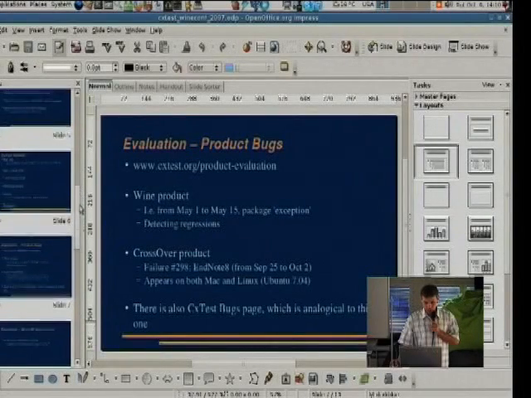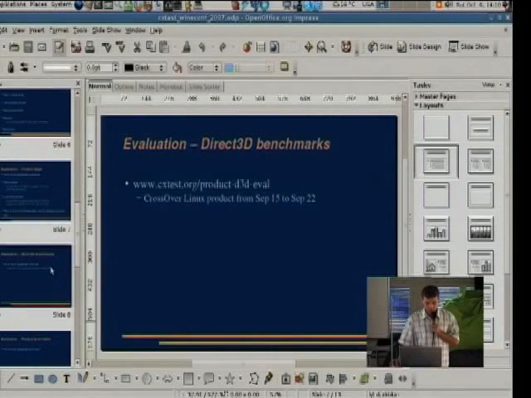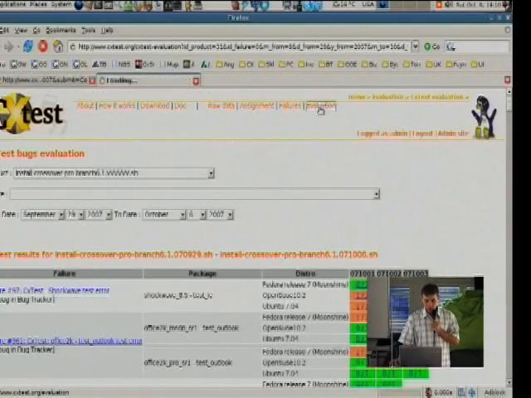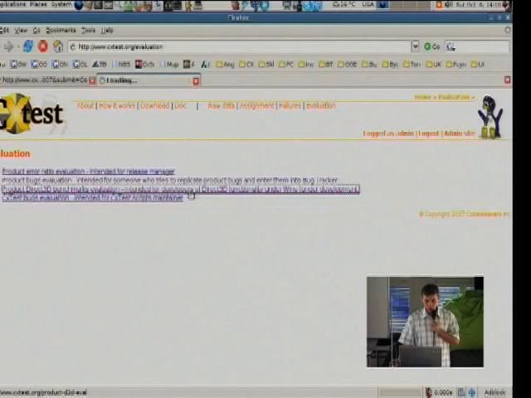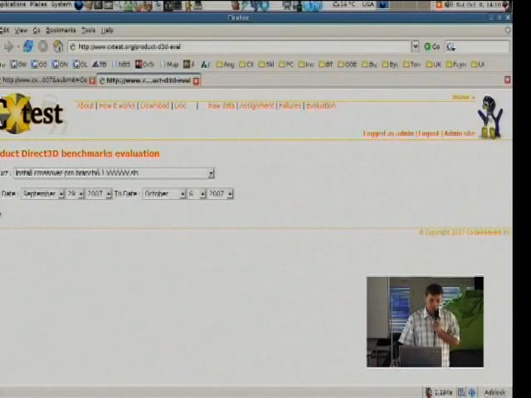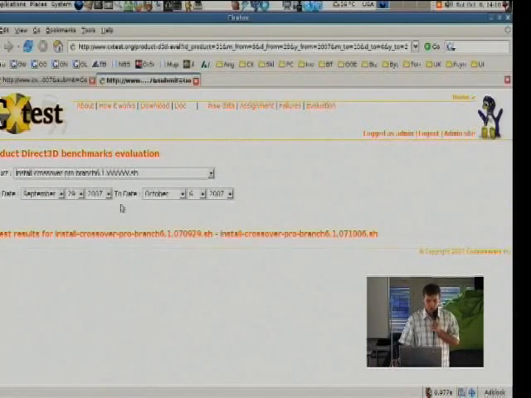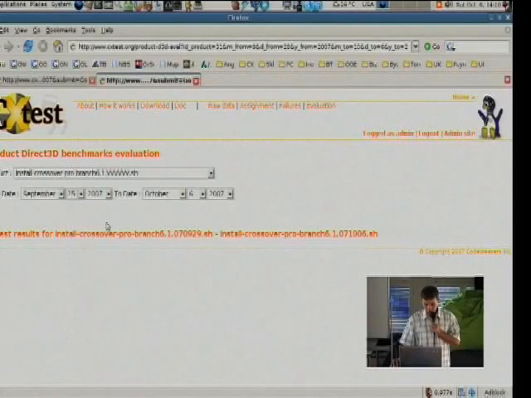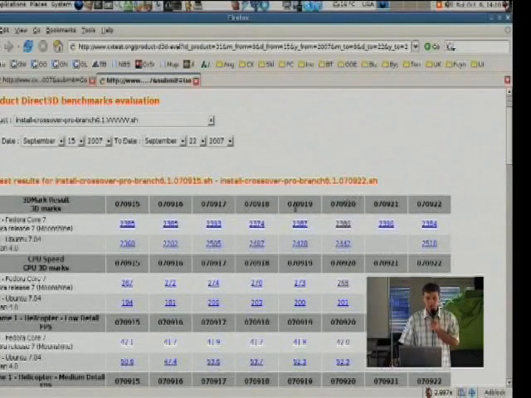The next thing regarding evaluation is that you can evaluate the Direct3D benchmarks. We have three machines, but not all of them are able to submit the results because of bugs in Wine. And you can say that you actually want September 15 to September 22. This is how the Direct3D evaluation looks.